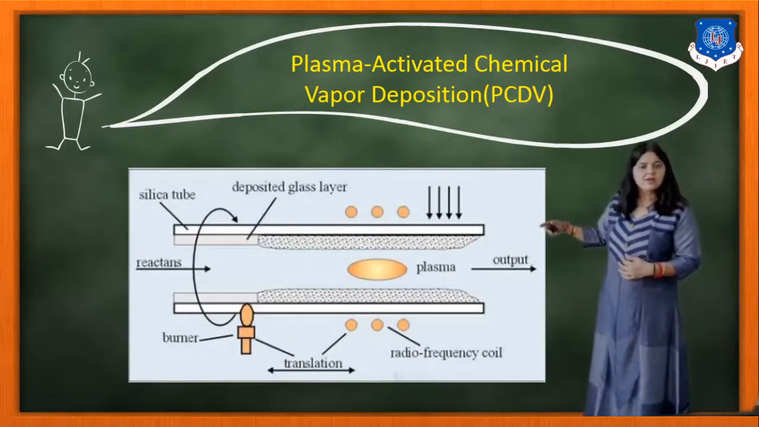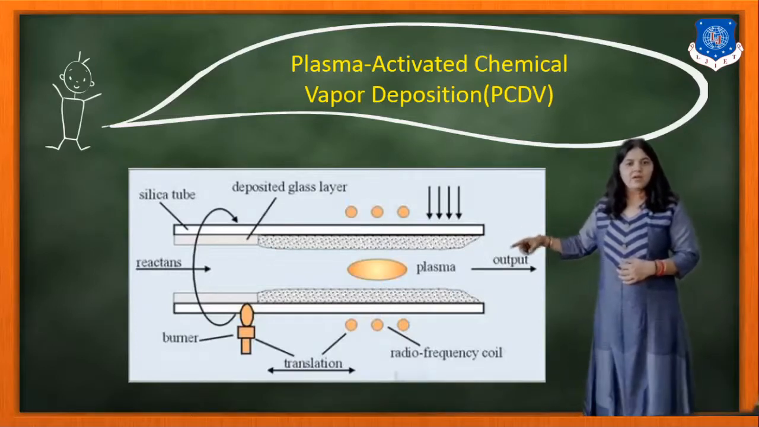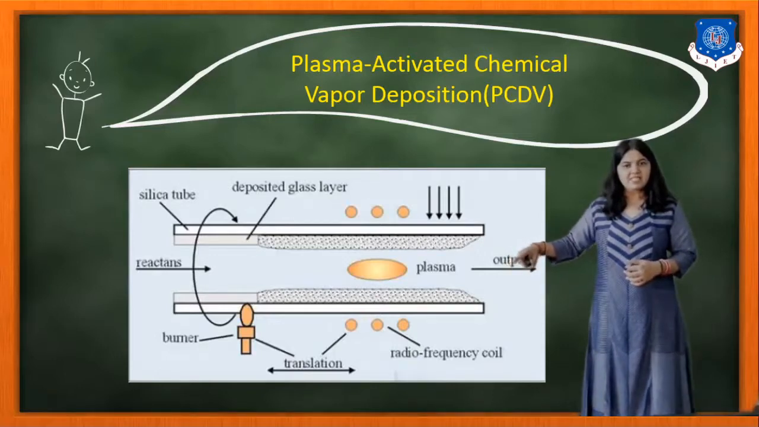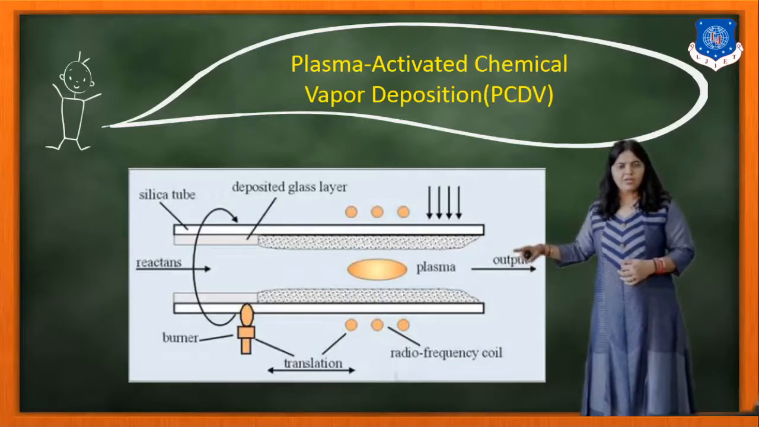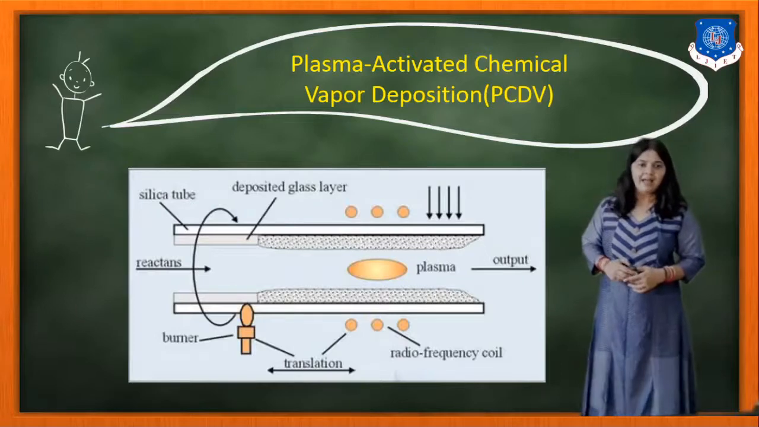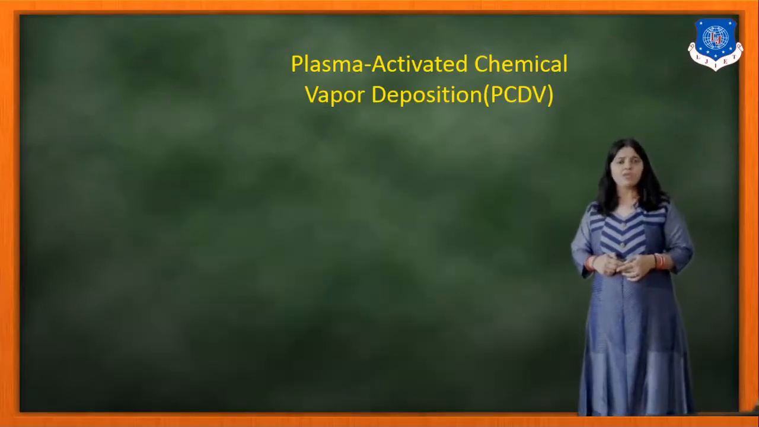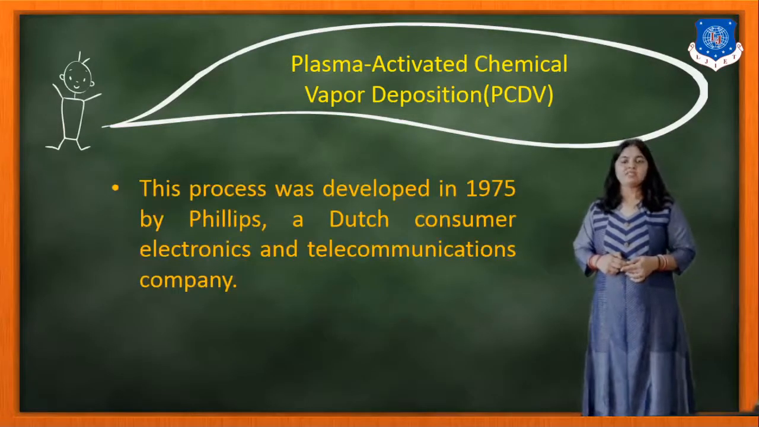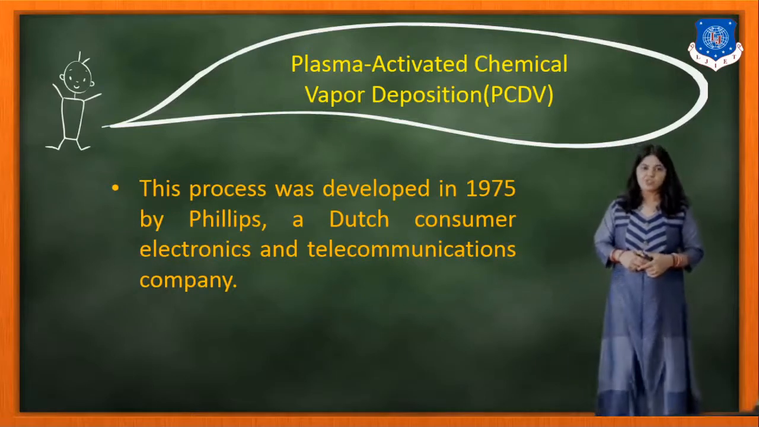Okay, what is there? There is a silica tube. Now what happens? The plasma is there inside the tube. And what happens? The layer is deposited inside the glass tube. So this way the fiber is made in the process which is known as plasma activated chemical vapor deposition.